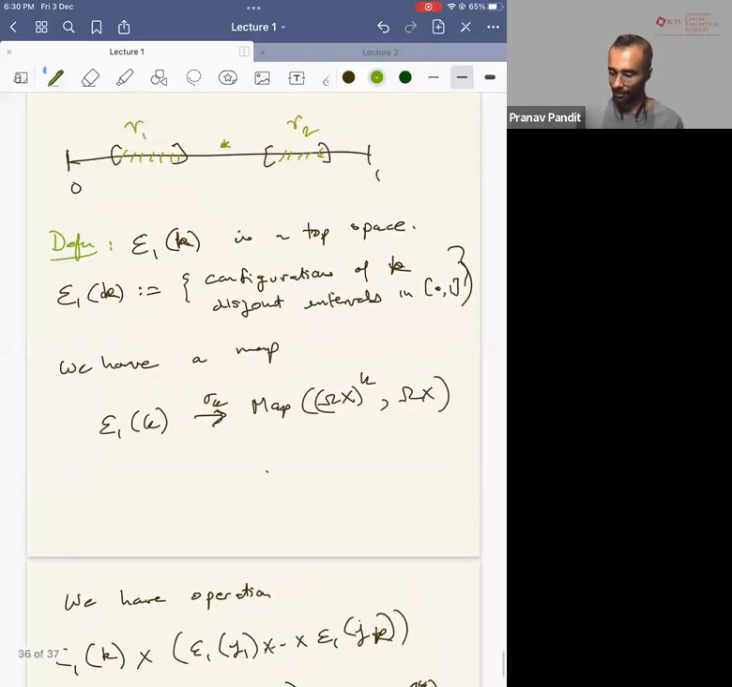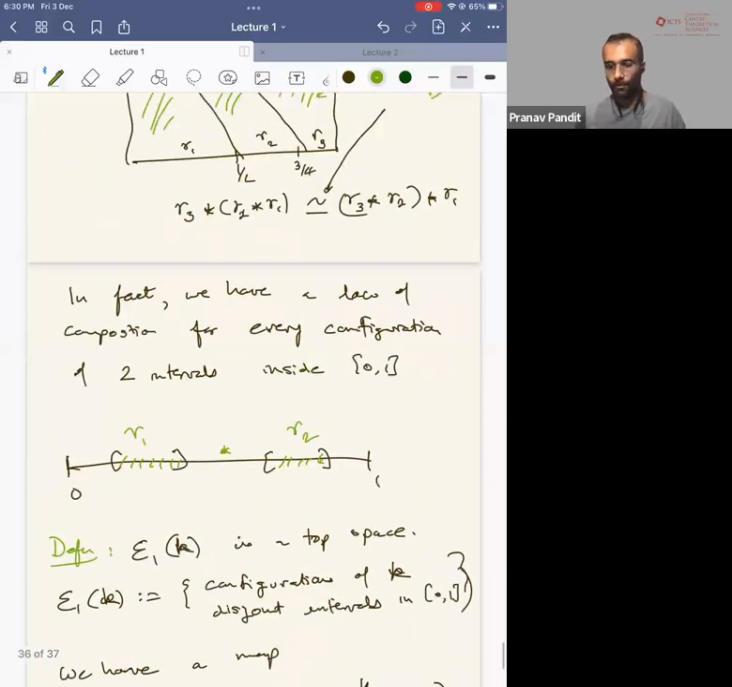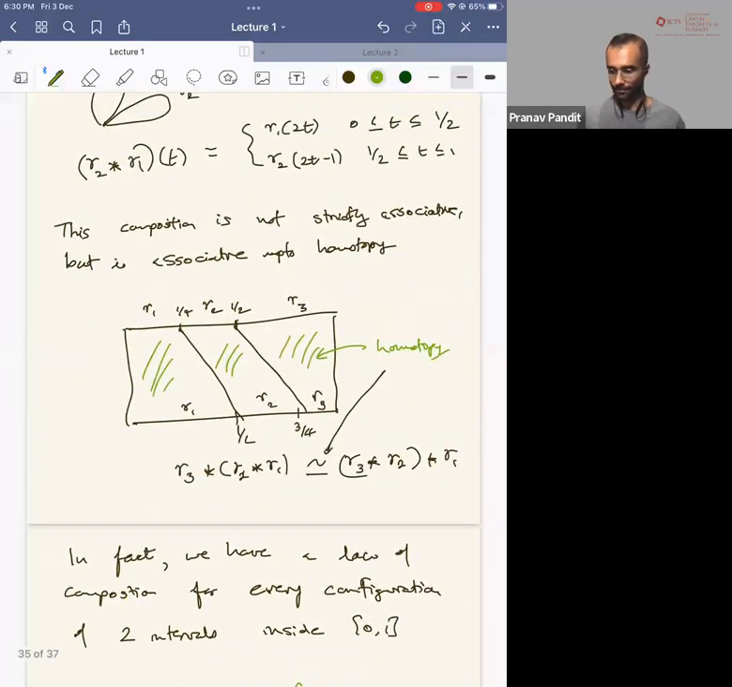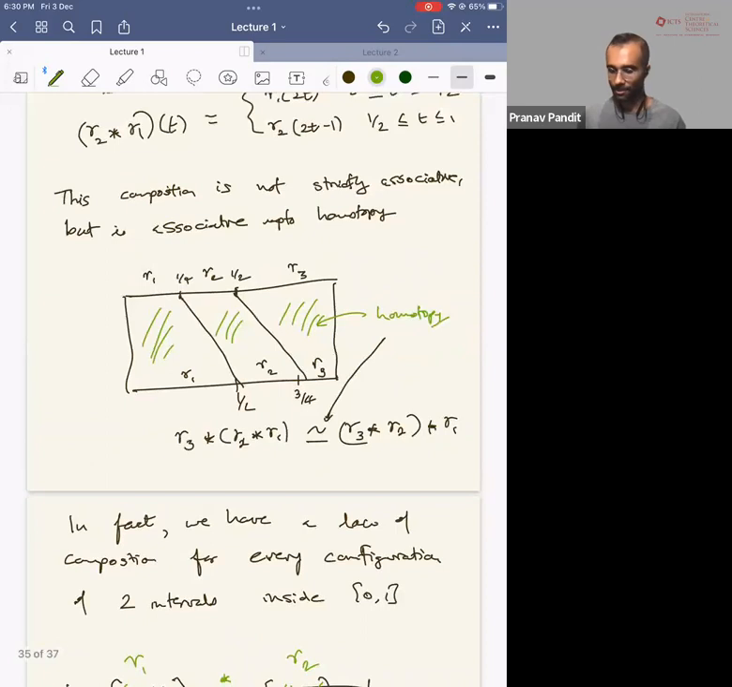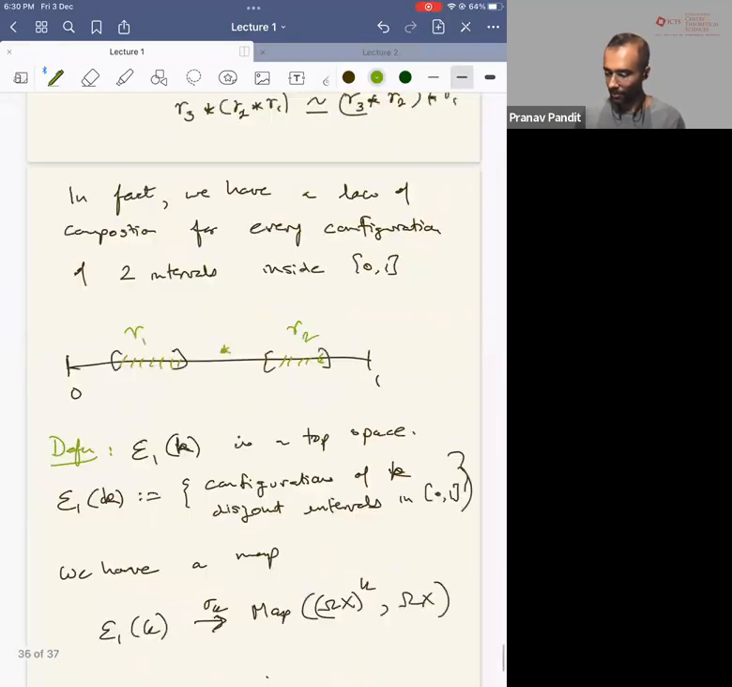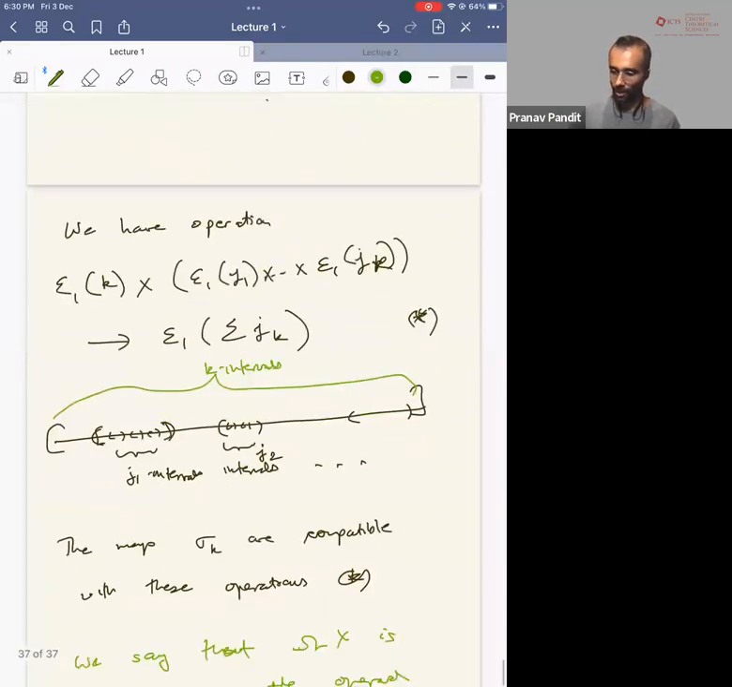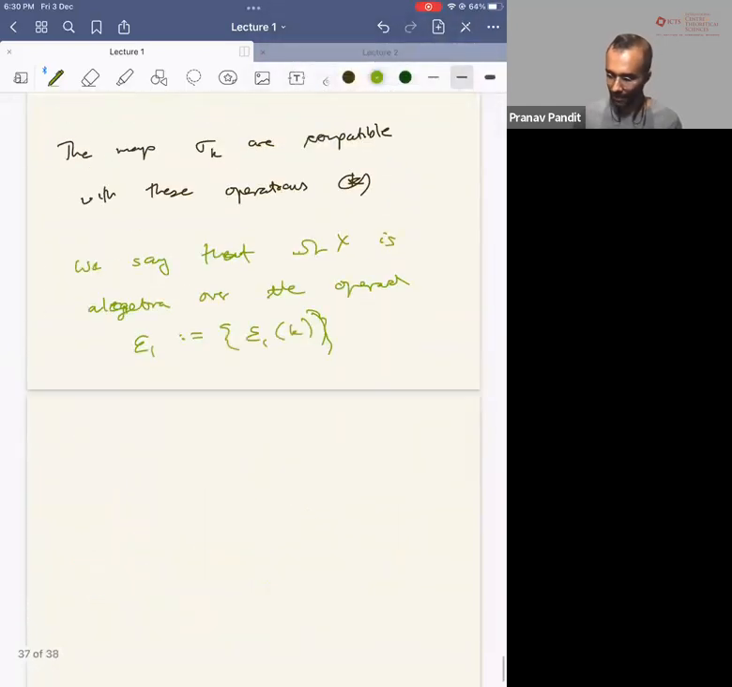So if you look at, for example, this picture I drew, this is an example of a three-ary operation, where you have three intervals embedded into a big interval. To understand the associativity of the binary operation, we need the tertiary operation, the operation involving three inputs, to understand what associativity even means in this context, right? An algebra over the E1 operad is also called an A infinity algebra.